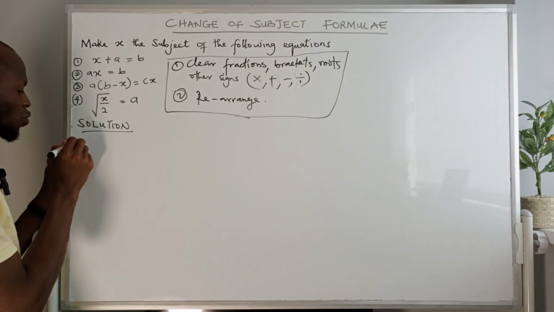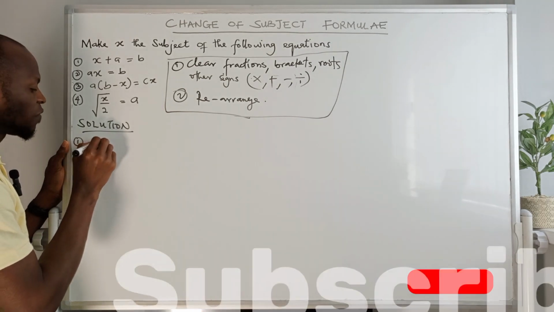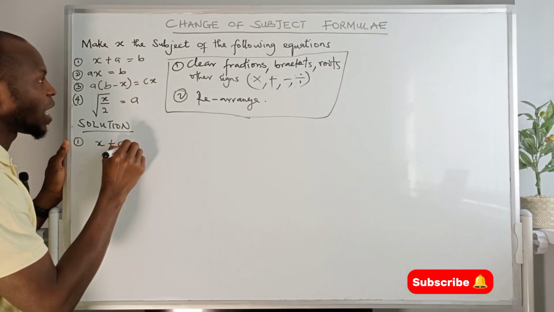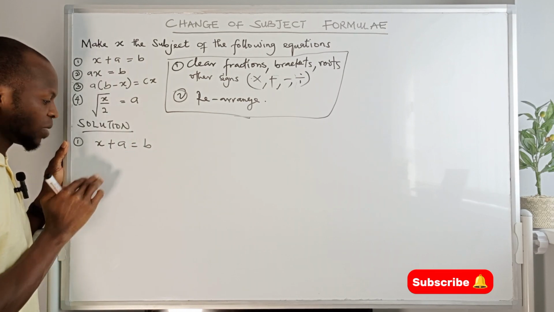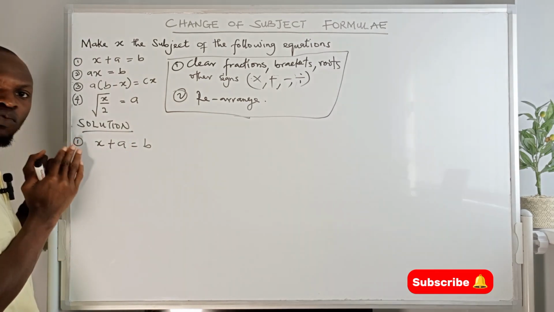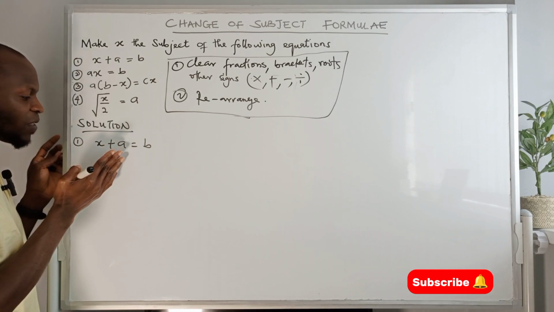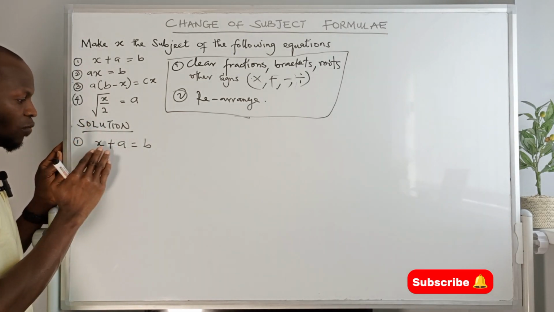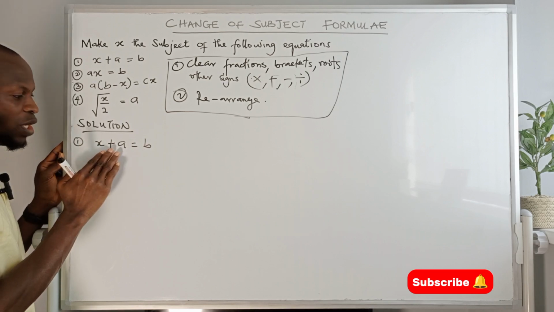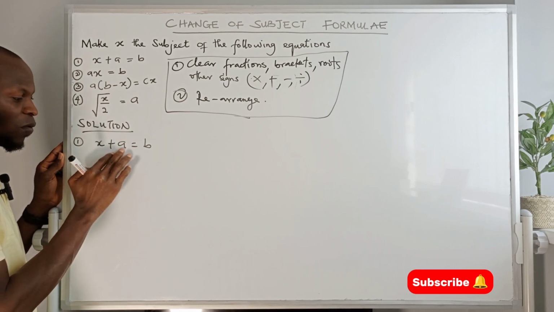Number one, we have to make x the subject of formula in this equation: x plus a equals b. I have to put my x on one side of the equation. Everything that is attached to that x must be removed. Now what is attached to x is only plus a. So how do I remove plus a from this?